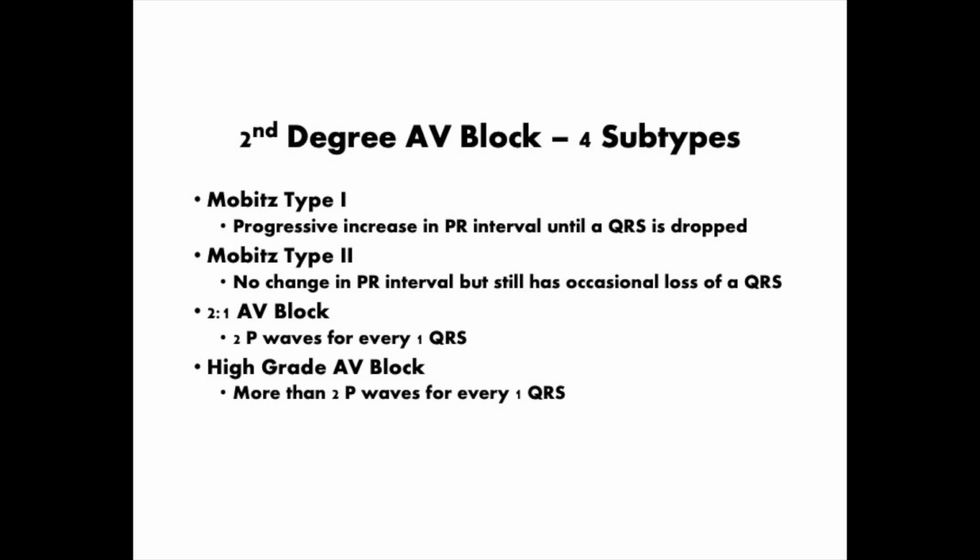Also, there is something called a 2:1 AV block, which is represented by 2 P waves for every QRS complex. And there's also something called a high-grade second-degree AV block. This is more than 2 P waves for every QRS. So you have more than one atrial contraction for every single ventricular contraction.